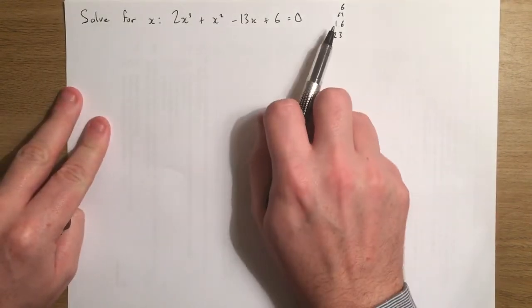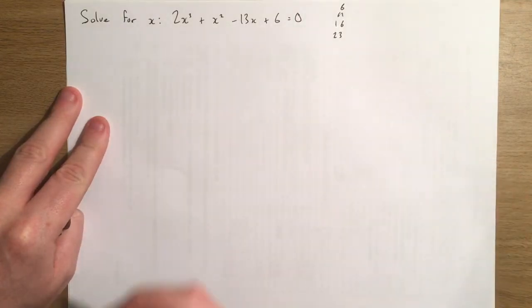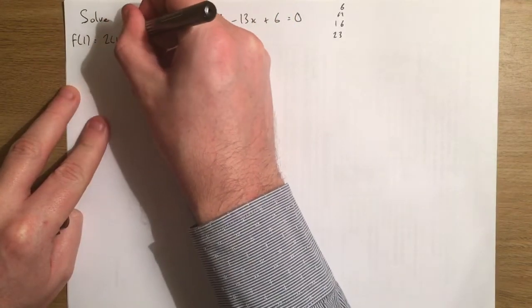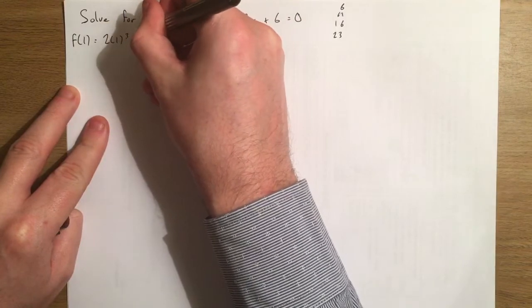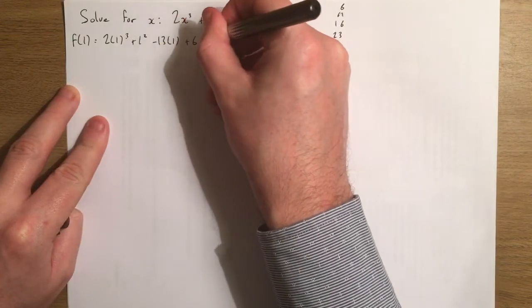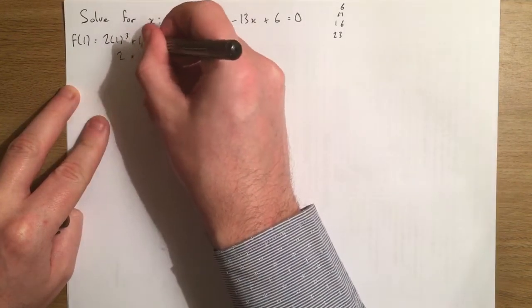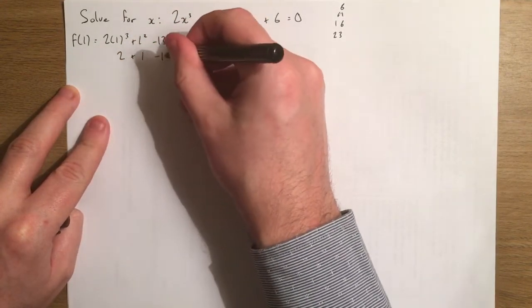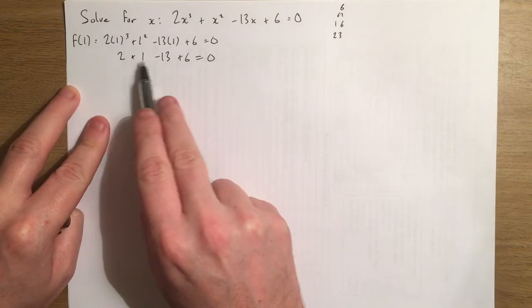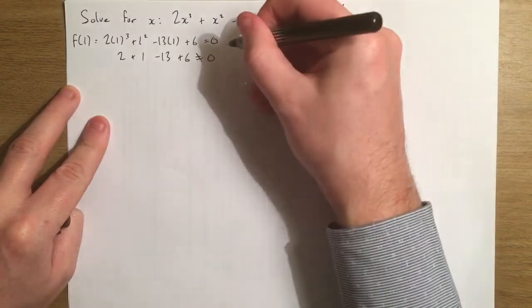So first thing I'm going to try here is plus 1. So sub 1 in for x and see if it gives me 0 equals 0. So f of 1 is 2 times 1 cubed plus 1 squared minus 13 times 1 plus 6. Does that give me 0? So 1 cubed is 1 times 2 is 2. 1 squared is 1. 13 times 1 is 13. Plus 6. Is that equal to 0? 2 and 1 is 3, and 6 is 9, minus 13 is minus 4, which is not equal to 0. Okay, so 1 is not my first root.